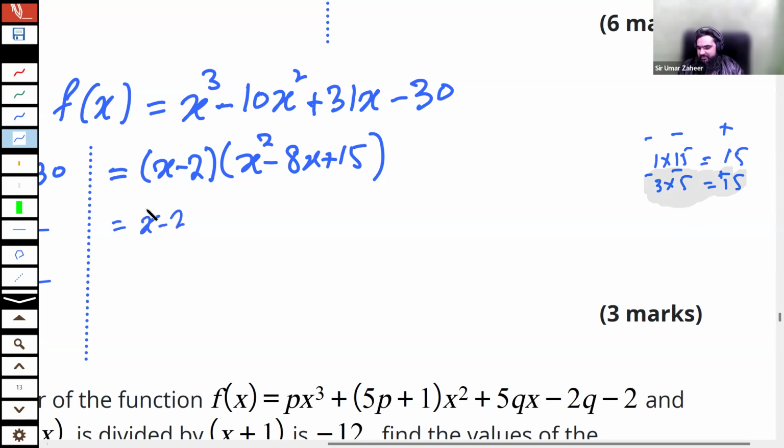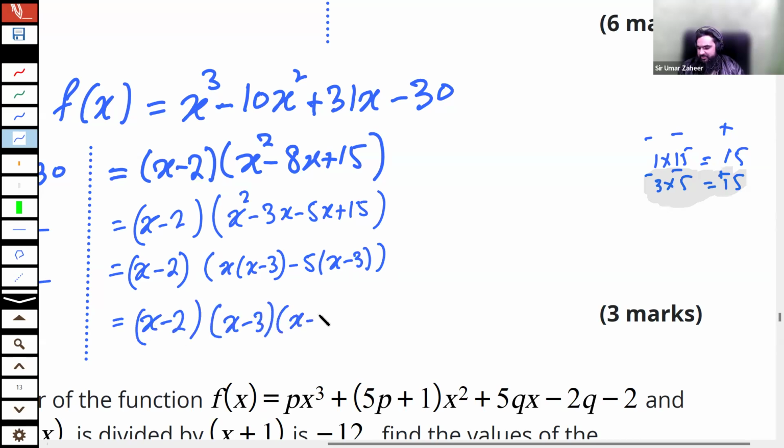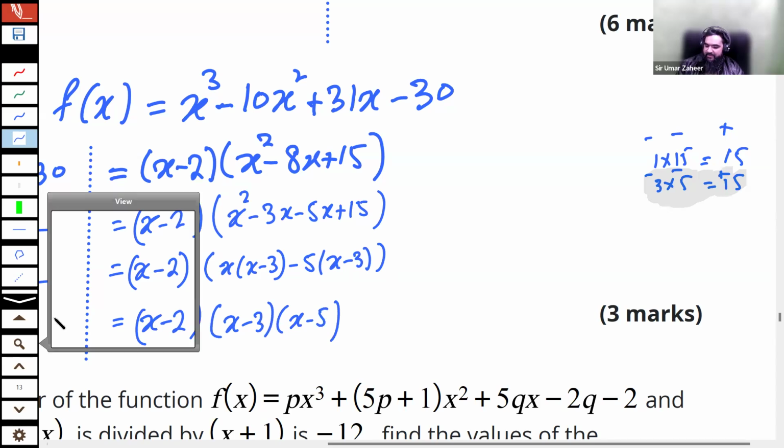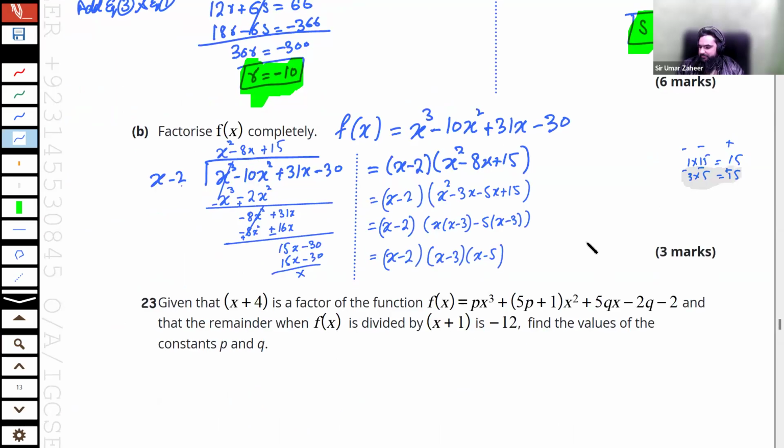So we get x minus 2 into x square minus 3x minus 5x plus 15. So x minus 2, x is common, it will be x minus 3. Minus 5 is common, it will be x minus 3. So finally, we have factorized it: x minus 2 into x minus 3 into x minus 5. Any question till here? No, sir.